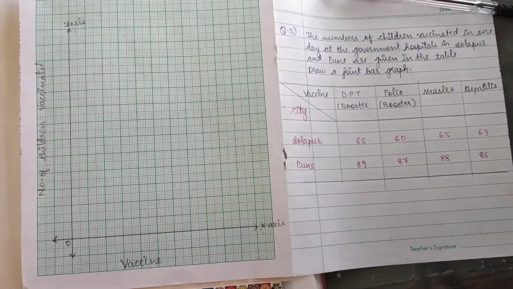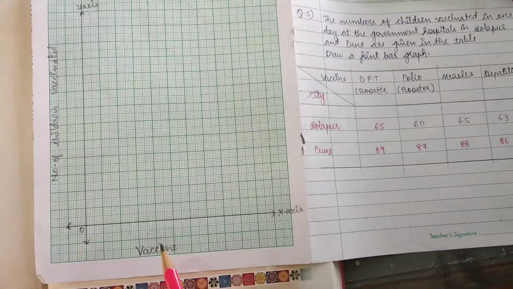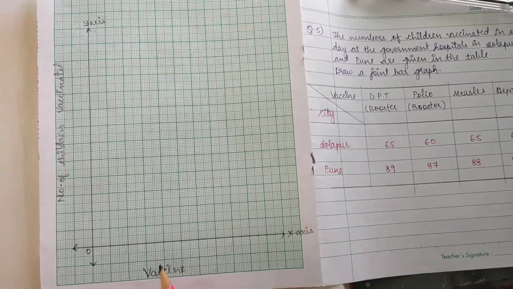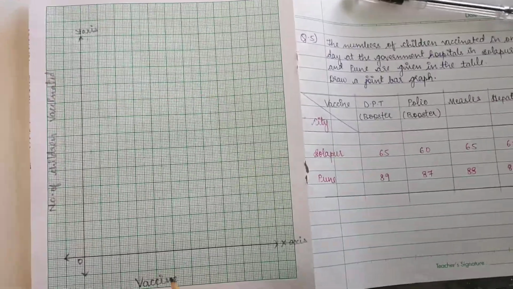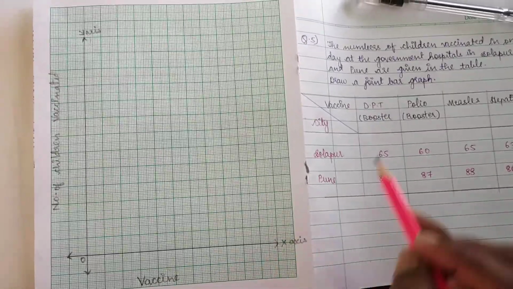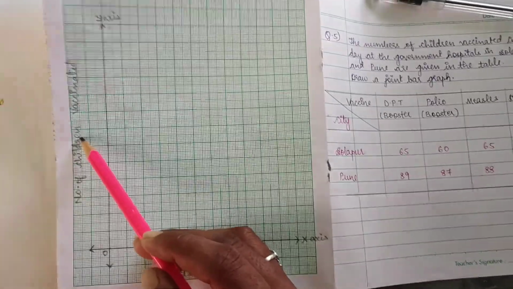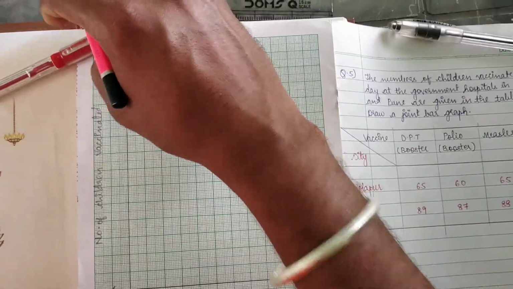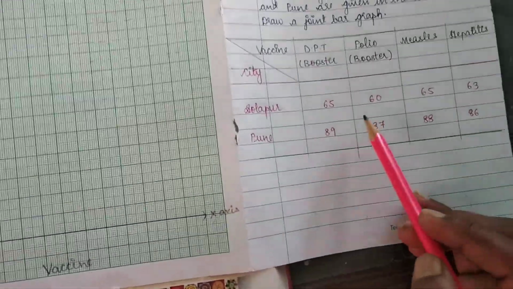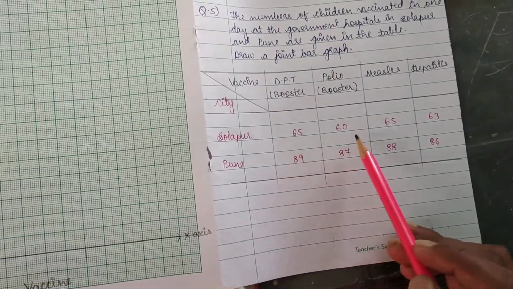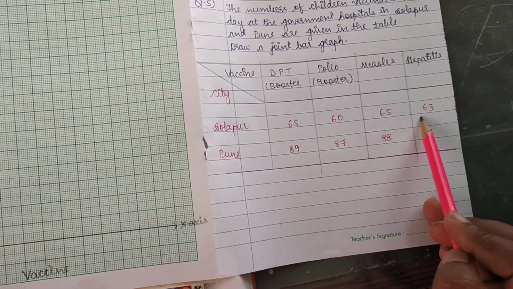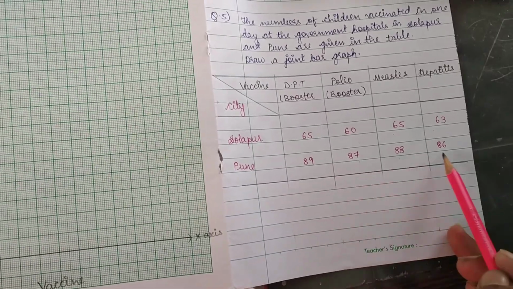Also, here I have written the name of the vaccine. On the x-axis we have the different vaccines, and on the y-axis we have the number of children vaccinated, meaning how many children have received the vaccination. Now when I look at my data points: 65, 60, 65, 63, 89, 87, 88, 86.